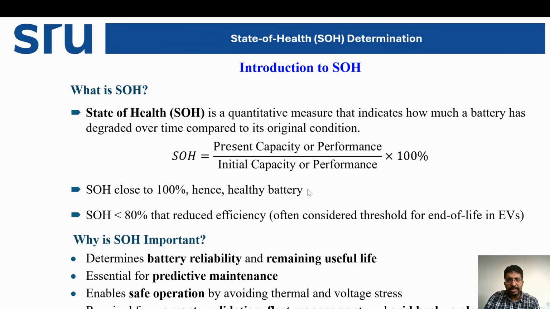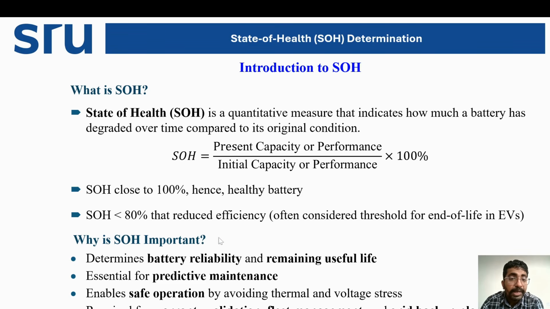So state of health is present capacity or performance divided by initial capacity or performance. This is also expressed in percentage, that's why we multiply by 100. So SoH close to 100 means it is a healthy, newly developed battery. Then state of health less than 80% reduces the efficiency, and is often considered the threshold for end of life in electric vehicles.